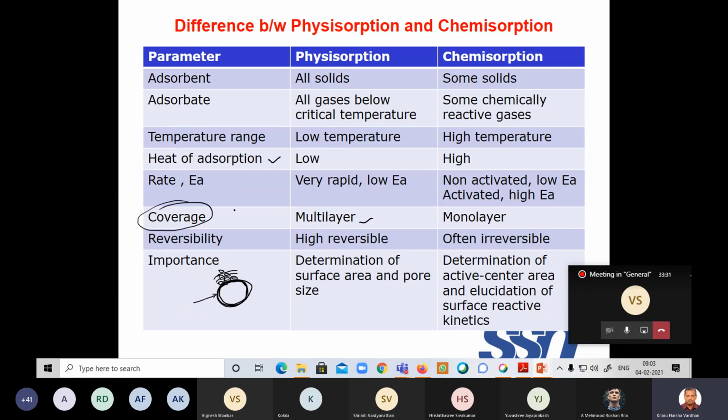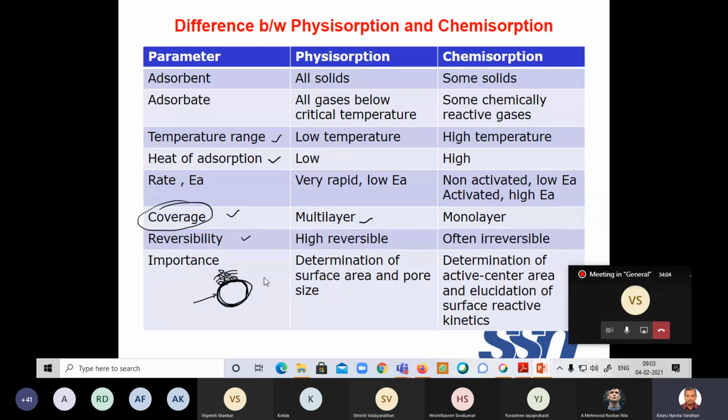This is a very important property. You have to write these when they give differences. Rest of the things, whatever you want, you write. But these three at least, or even the reversibility also. These four parameters you have to mention. One is the temperature range, the other is the heat of adsorption, the other is coverage, the other is the reversibility. The coverage for physisorption is multilayer, in the sense like this. Generally chemisorption is a monolayer.